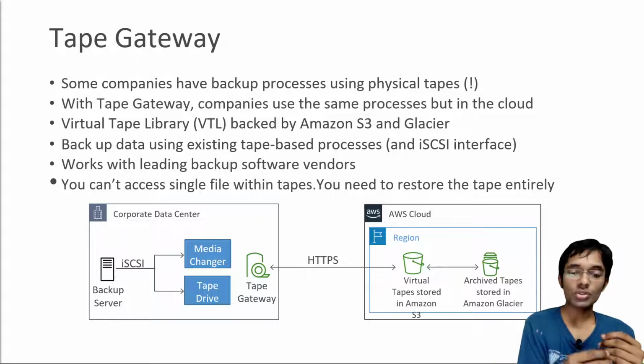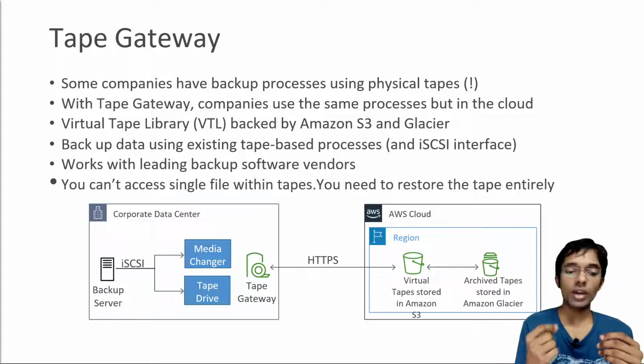You would need to restore the tape or the volume entirely to access a single file, whereas with the file gateway, every single file is going to be exposed in S3, which makes it accessible for your application. So here is a sample diagram given below.